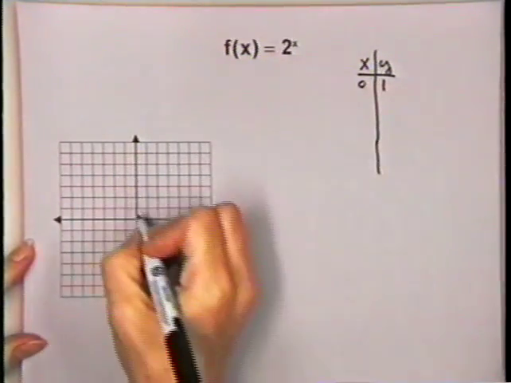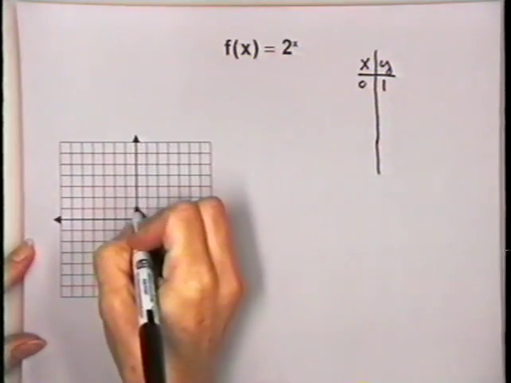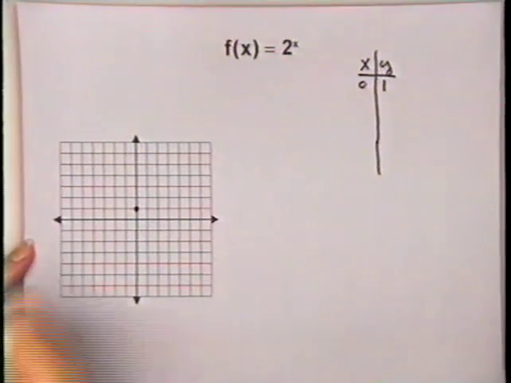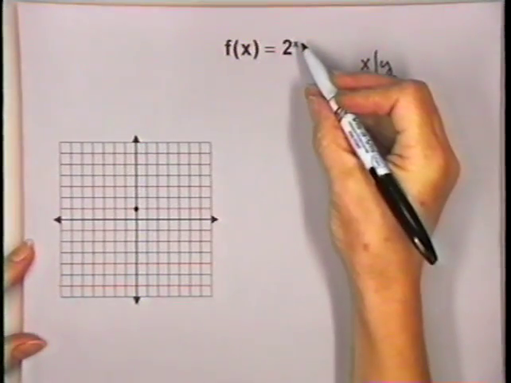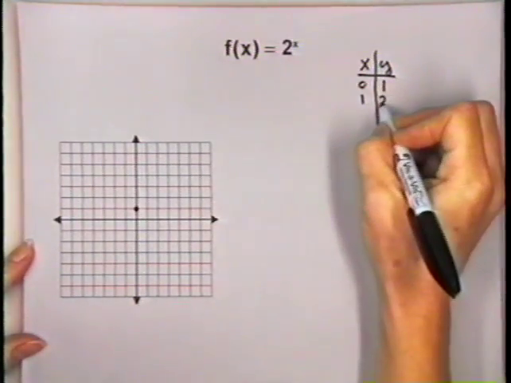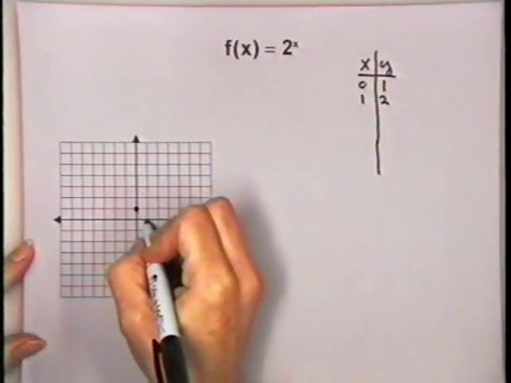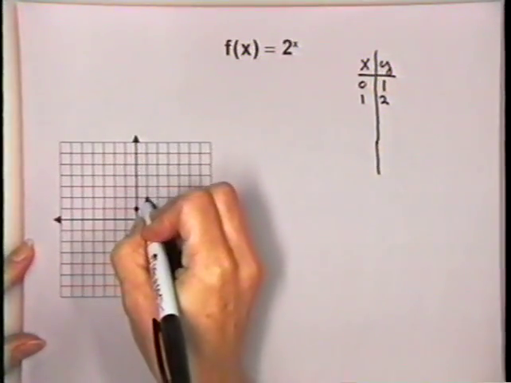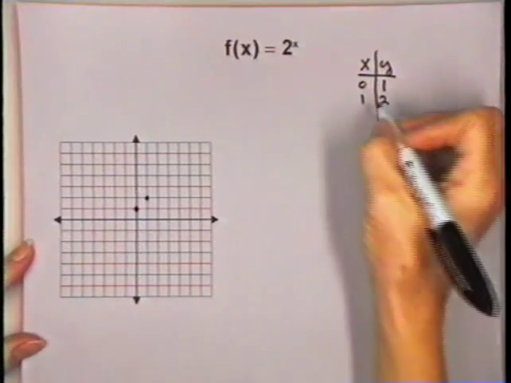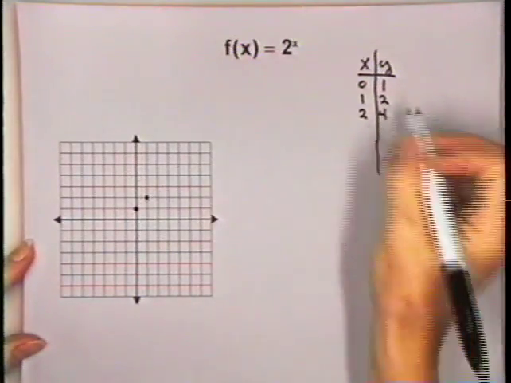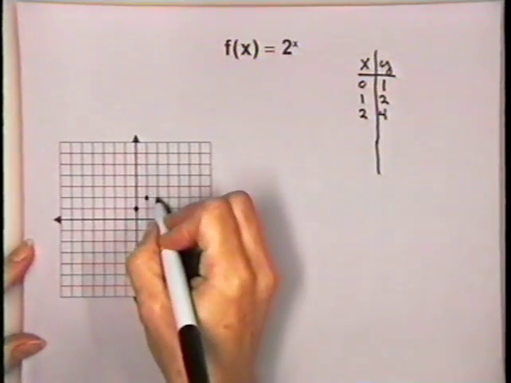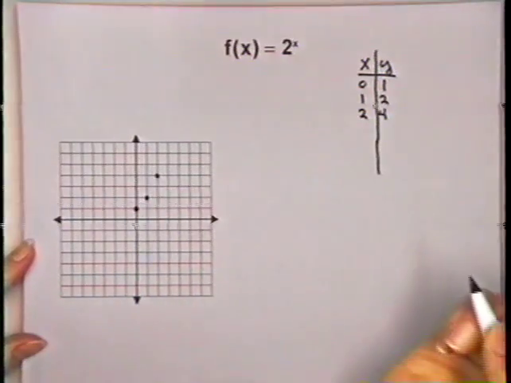Okay, since I have that point, I'm going to go ahead and locate it over here on my graph, 0, 1. Okay, x equals 1. Well, if x is 1, 2 to the first power is 2, isn't it? So whenever x is 1, y is 2. So I have that point. Okay, let's let x be 2. If x is 2, I'm looking at 2 squared here, which is 4. So when x is 2, I get 2, 4 right here.